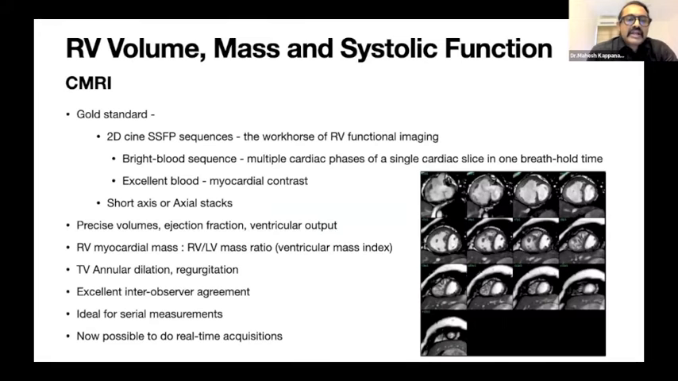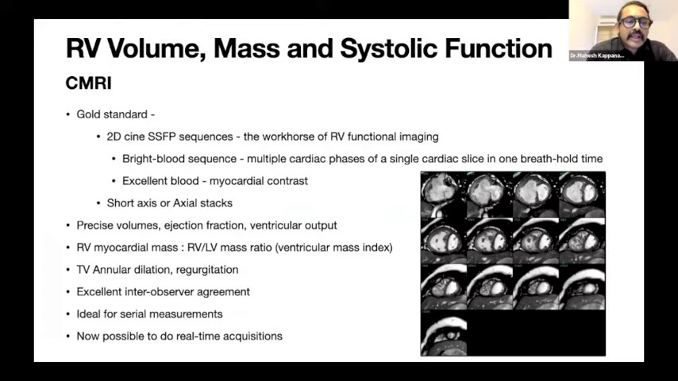So first is assessment of the right ventricle. The MRI sequences, particularly the 2D SSFP cine sequences, are the gold standard in the assessment of the RV volume, mass, and systolic function, and the workhorse of RV functional imaging. So this is a bright blood sequence where you take multiple cardiac phases of a single cardiac slice in one breath hold, and you can contour the myocardium in the end systole and end diastole to get precise measurements of the volumes, ejection fractions, and the ventricular output.